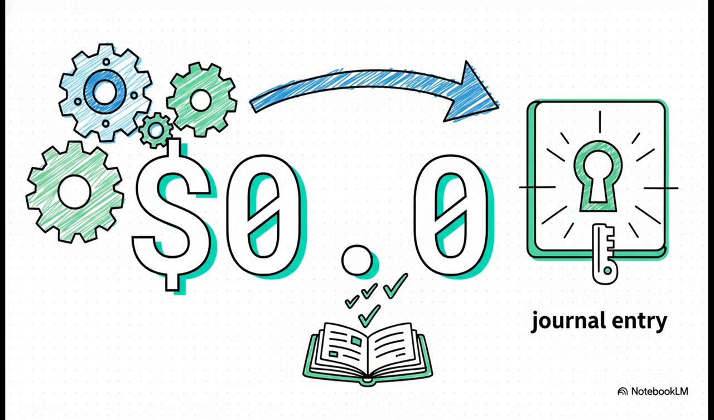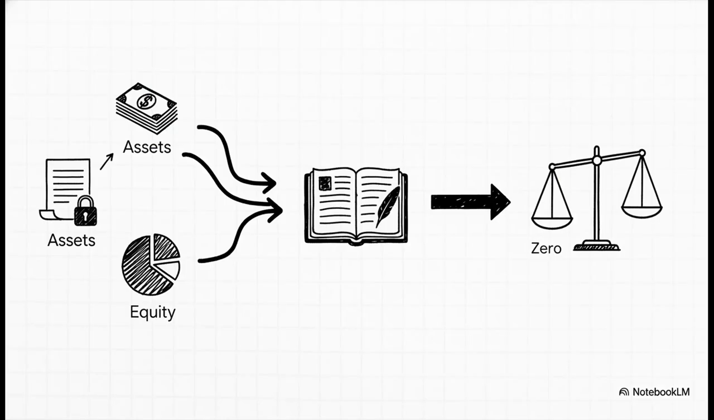This slide right here, this is our before picture. This is the proof that all our careful, meticulous work in the subledgers was done correctly. With that zero balance, we are officially ready for the single, final journal entry that's going to bring this whole system to life. This is where it all comes together.